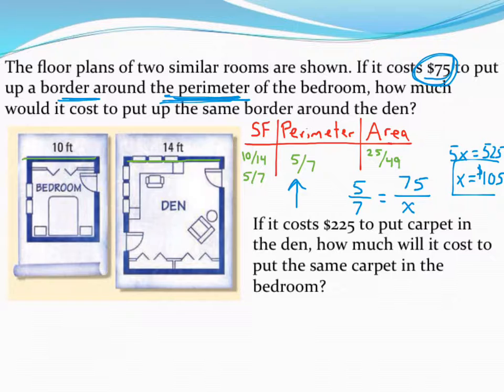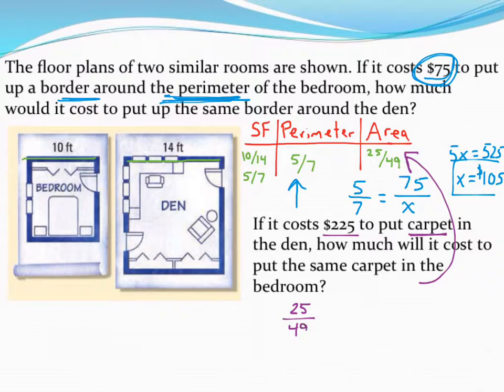Okay? The next question is also going to use this chart. The next question talks about putting carpet down in the den. $225 to put carpet down in the den. Once again, I have to make sure that I start my proportion using the appropriate ratio from my chart. Since I'm dealing with carpeting or tiling or wood floors or whatever, this is an idea that's going to involve area. So I have to make sure down here I'm picking the area ratio to use because I'm covering the entire floor with the carpet. So my area ratio is going to be 25 over 49.